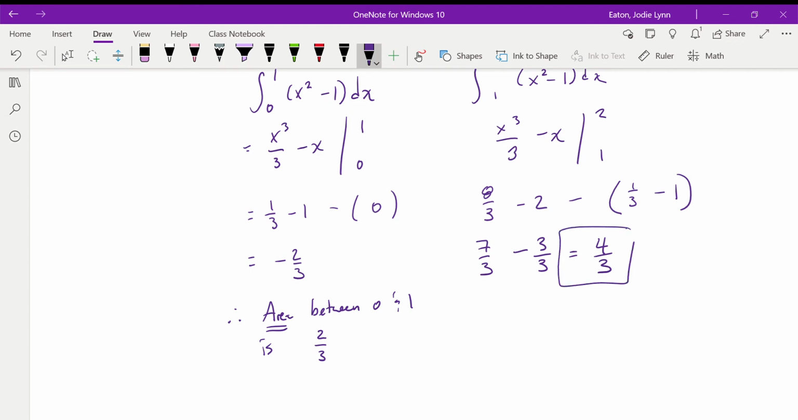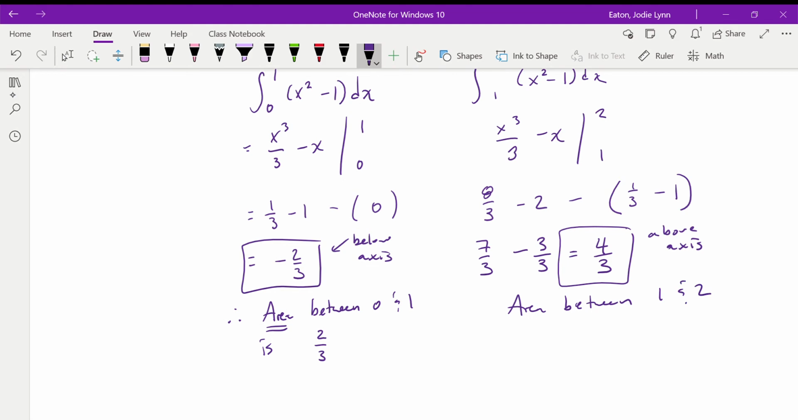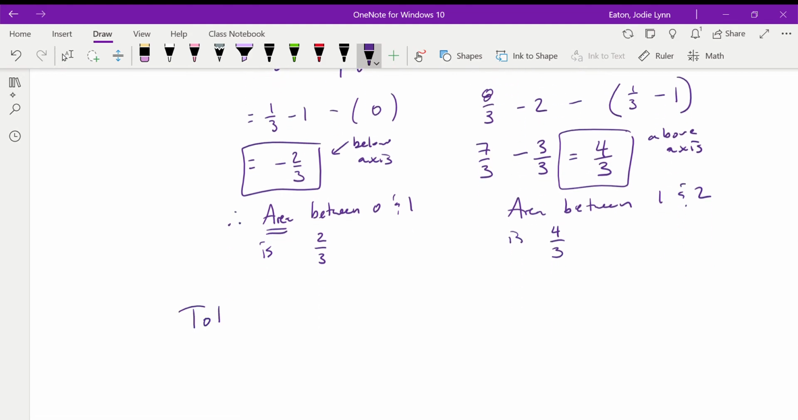So here, because this is above the axis, this area is going to be positive. So the area between 1 and 2 is 4/3. So the total shaded area is 2. It's 2/3 plus 4/3, which is equal to 2.